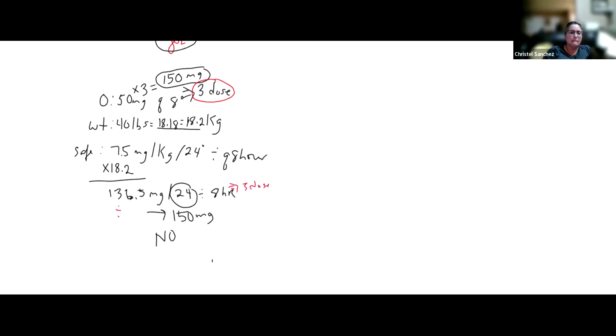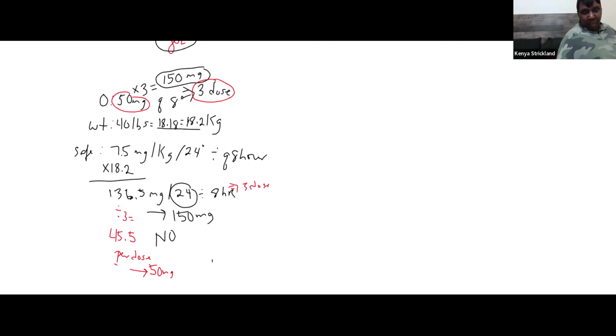We would get 45.5. So the second way is you can make it for the whole day, or you can divide it, and this is per dose. Again, is it safe if our dose is 50? Our dose is greater than this, so no. Either way is correct. Whether you divide by 3 and get the dose, or multiply times 3 and get the whole day, it comes out the same. Any questions on that one?